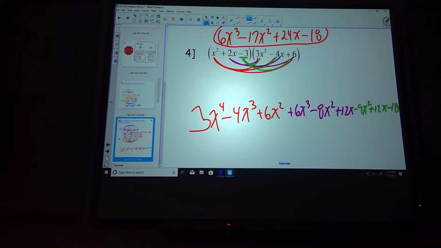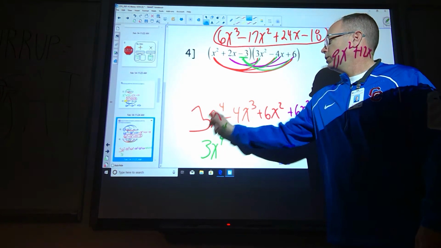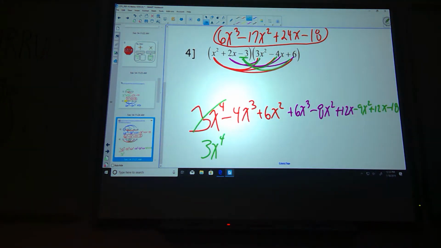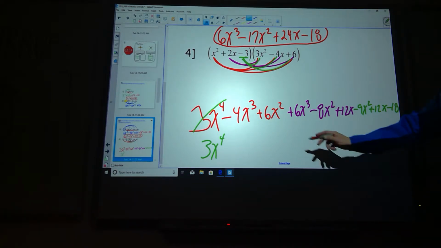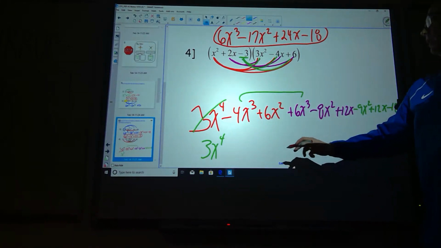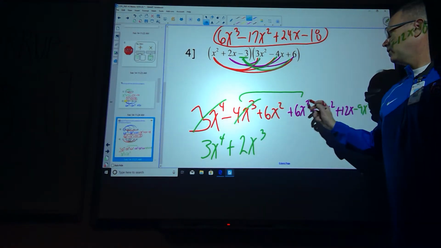Okay. So now they might be different colors, but we might have like terms. So what's my highest exponent up there? 4. So if I have 3x to the 4th, I don't have any others up there, do I? So I have 3x to the 4th. Okay, so I took care of that. Then I have 4x to the 3rd and 6x to the 3rd. Yeah, so those look like they're going to combine, this one and this one. So that gives me plus 2x to the 3rd. So I'm just going to cross them off as I use them. Is that okay?